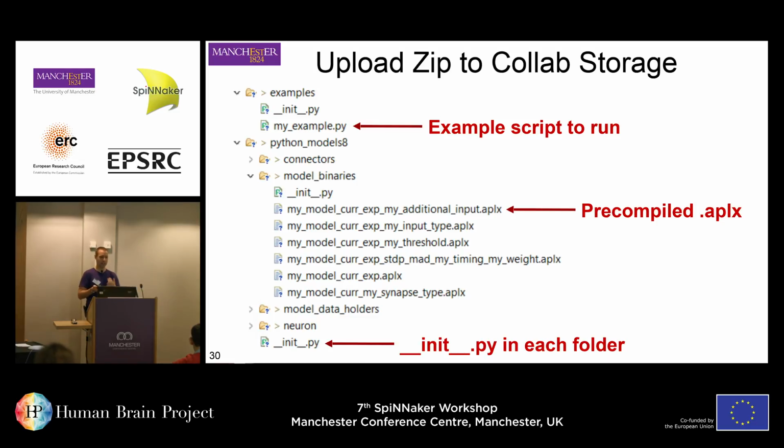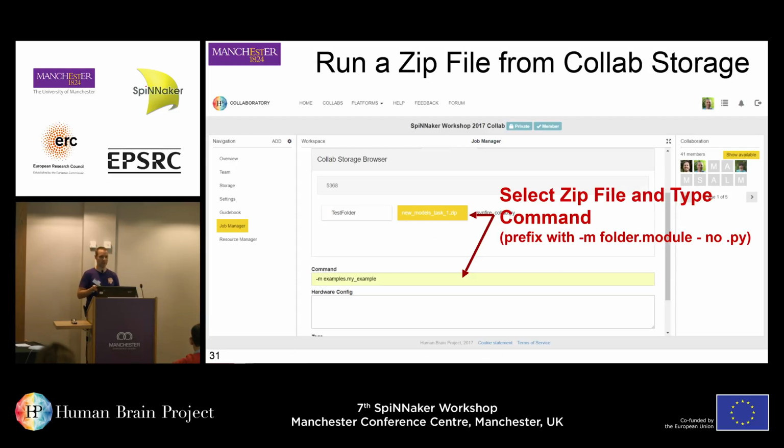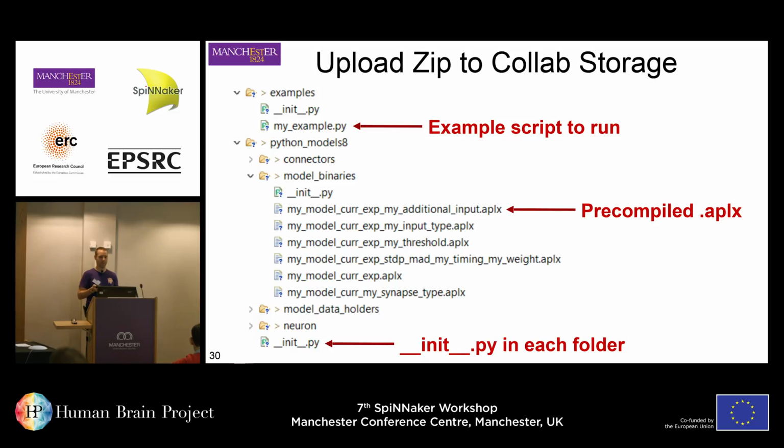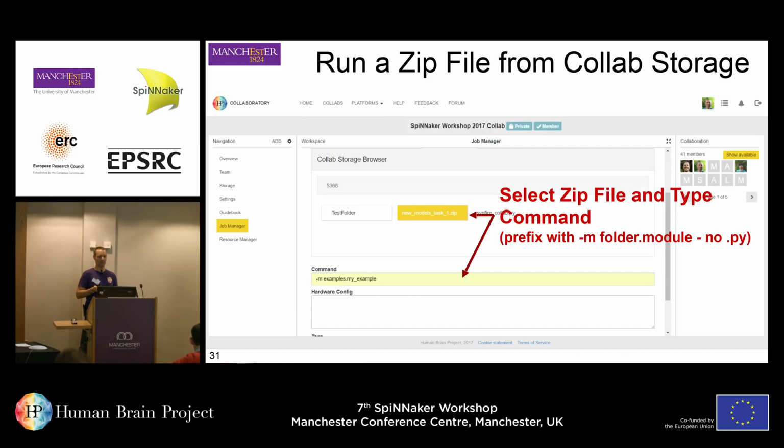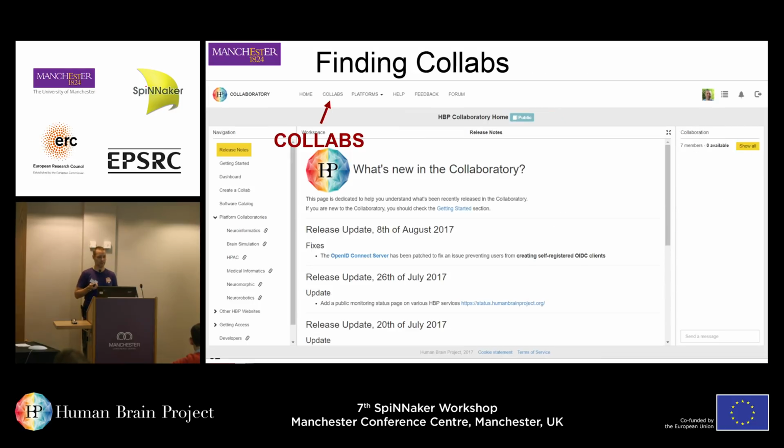So you can see how this actually works, and this is something you can do with the Collab. Then you can select your zip file here. So instead of selecting a .py file, you select a zip. The system knows that means it needs to be expanded and run. Again, use this -m way of specifying the command. If I go back to this slide, I've specified this came in the examples folder. My example is the script I'm going to run. So I do -m examples.myexample without any .py, and that'll let it execute from the Collab storage.